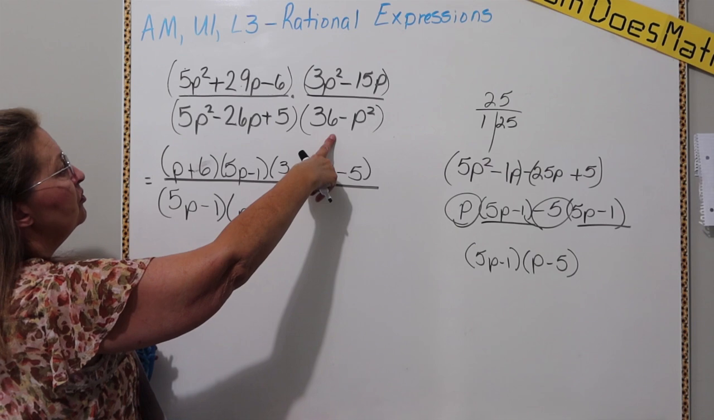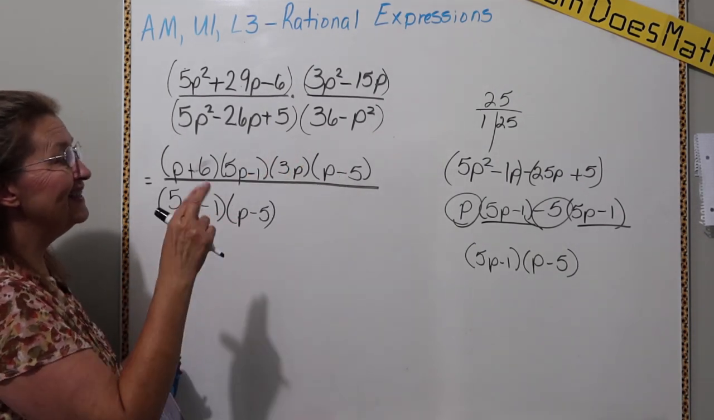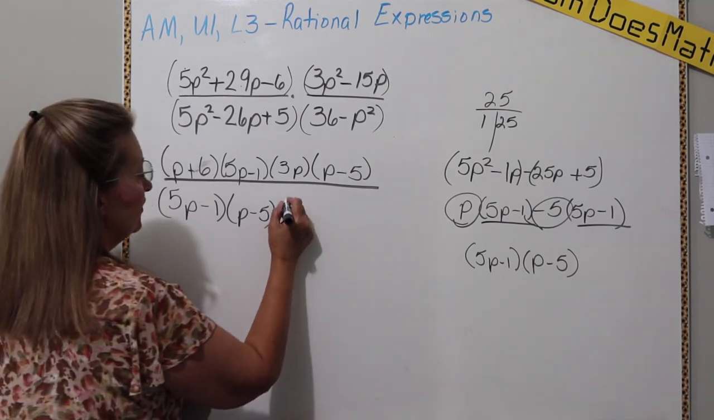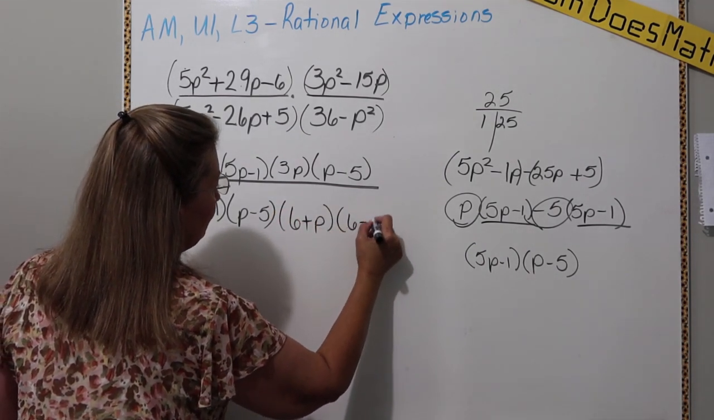Alright, my last one. It is a binomial. There is no greatest common factor, but it is a difference of 2 squares. So that's going to factor into 6 plus p, 6 minus p.